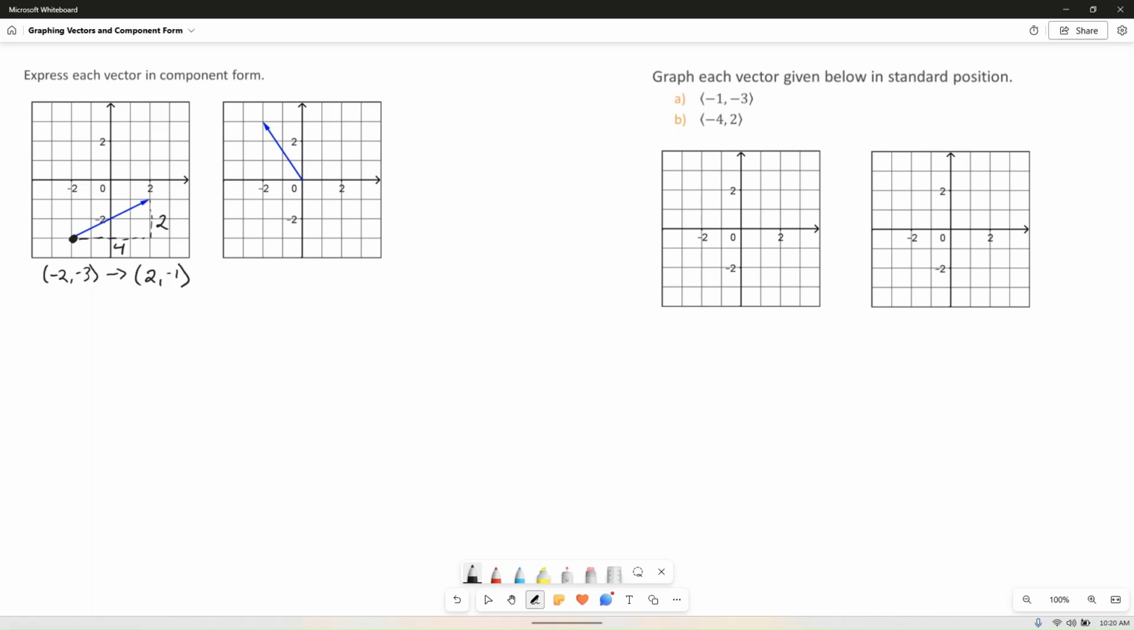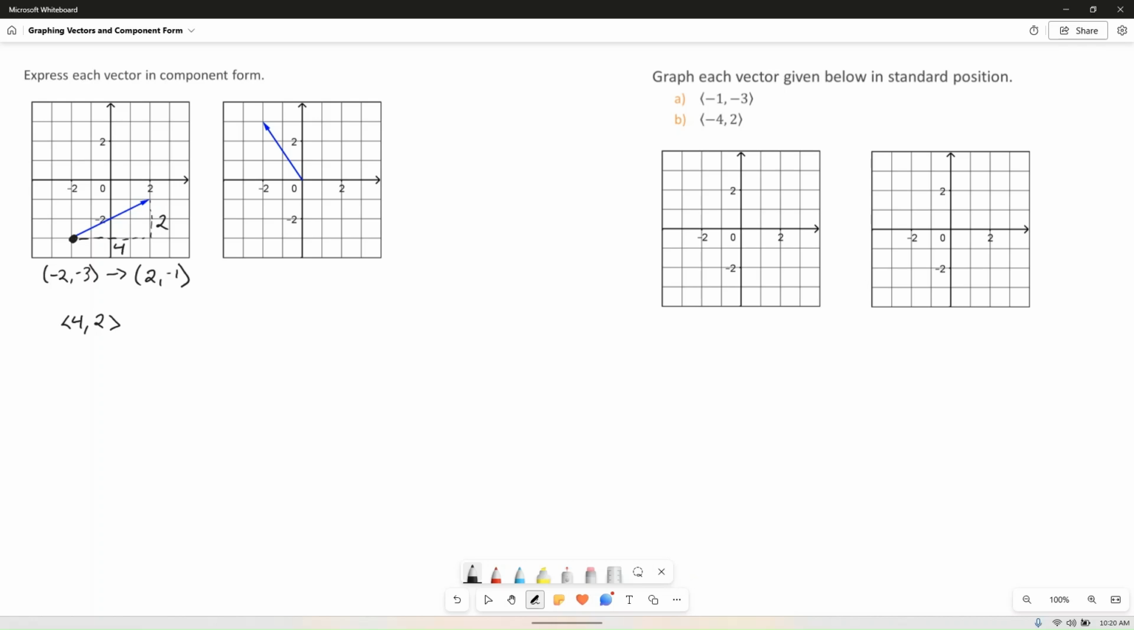So to write it in component form, again, we're going to write 4, 2, and that is contained within the vector brackets, which again sort of look like a less than and a greater than symbol. They're technically not those symbols, but they look kind of like it.